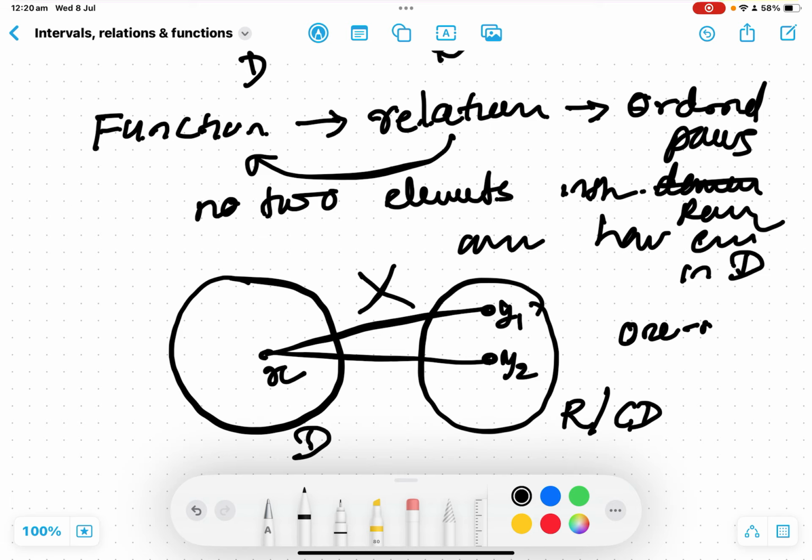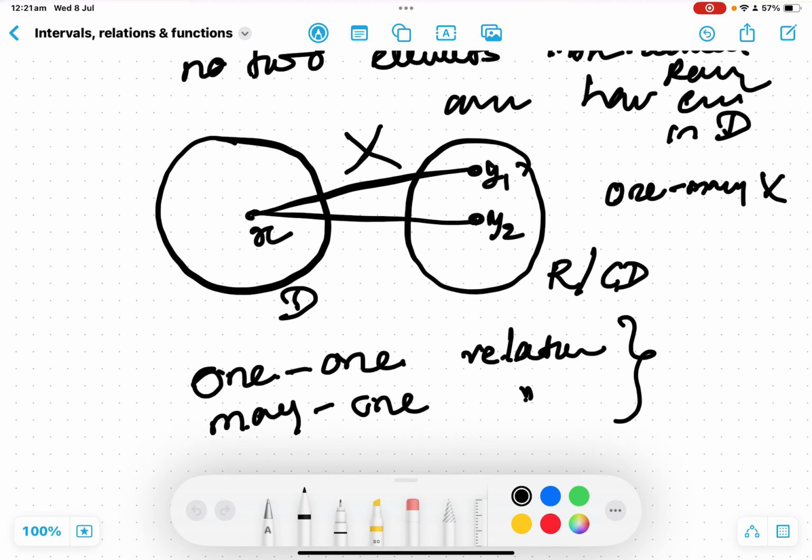So if a relation has to become a function, it has to be either one to one relation or many to one relation. So these can become a function.